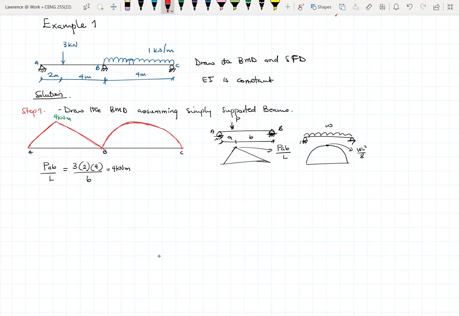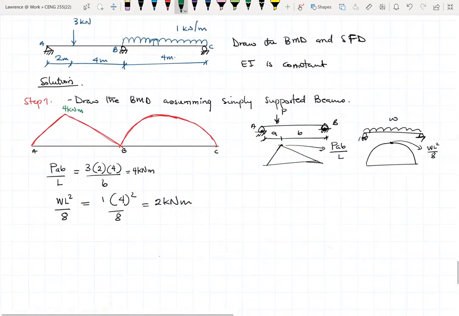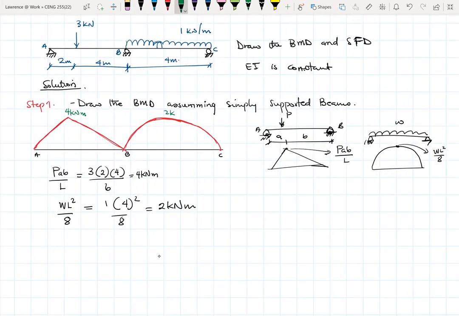So wL squared over 8 will be equal to w is 1, L is 4 meters, so 4 squared over 8, and that will give us 2 kilonewton meter. The maximum value here is 2 kilonewton meter.